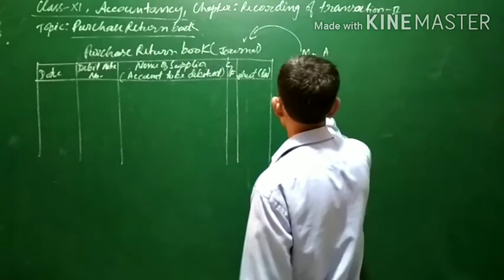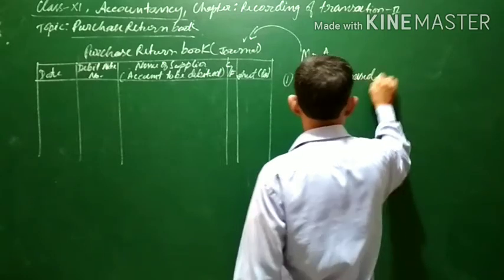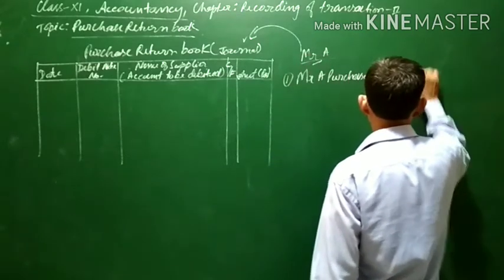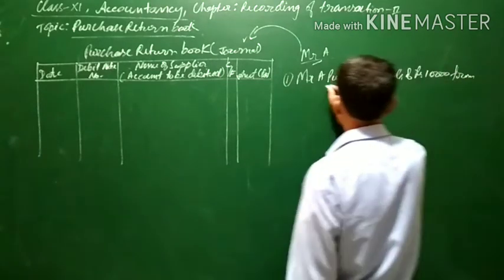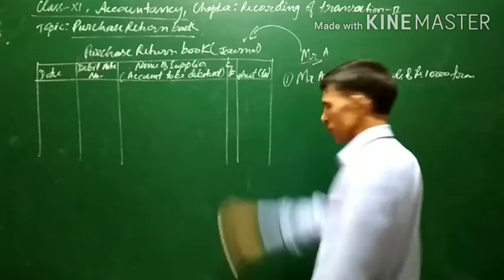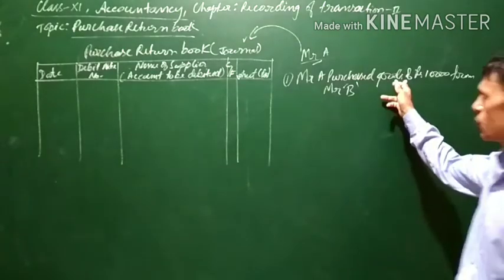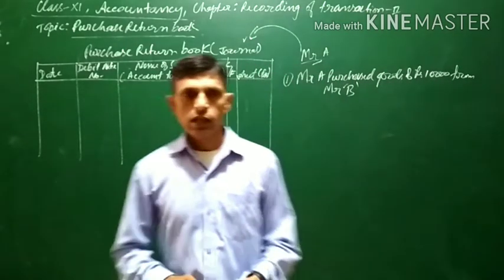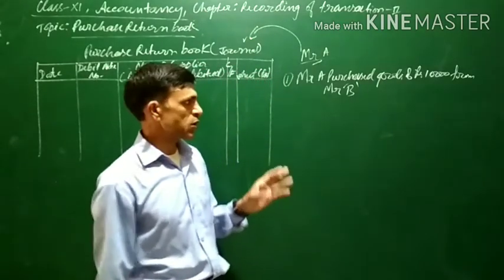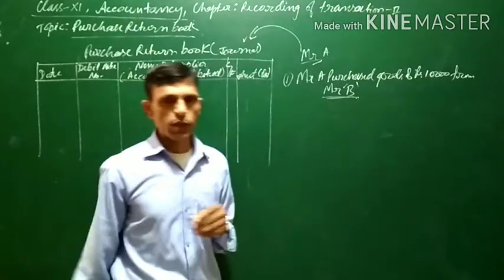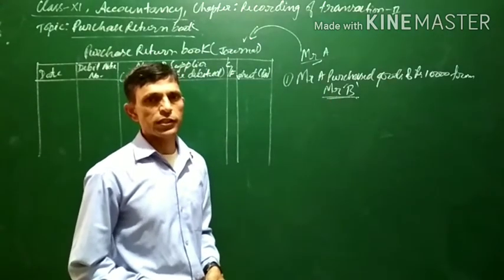Let us assume Mr. A purchased goods of rupees 10,000 from Mr. B. Mr. A purchased goods of rupees 10,000 from B. But as we know, nothing is mentioned regarding whether this is a credit purchase or cash purchase. When nothing is mentioned regarding credit or cash purchase, and the name of the party from whom the goods have been purchased is given, it is always assumed that this is a credit purchase.